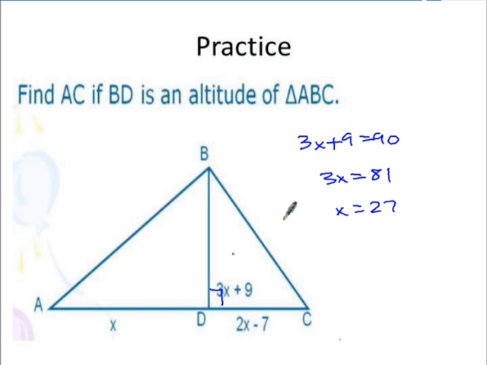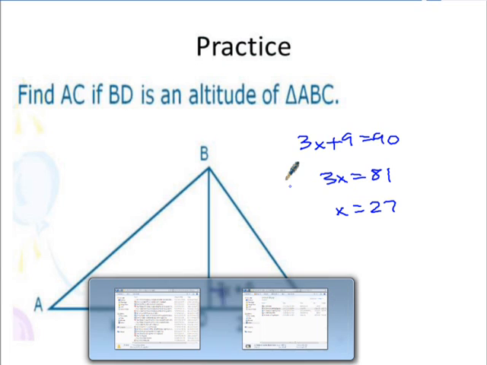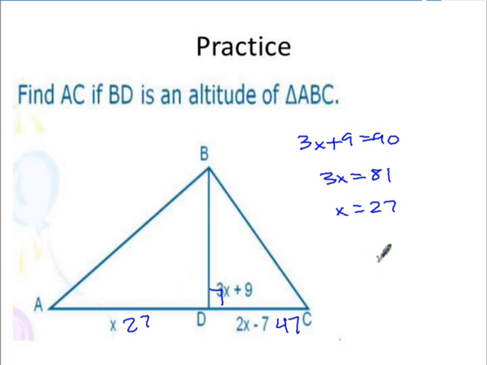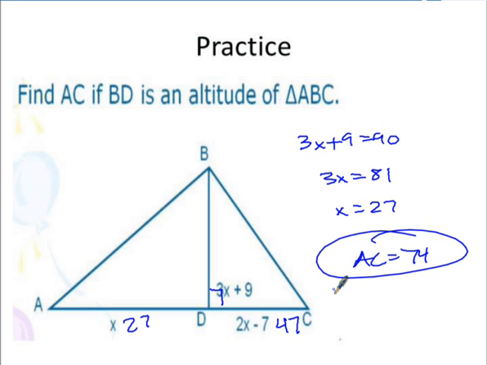Then we want to find AC. Well, that's the whole thing. So this is 27, and then this is 2 times 27, which is 54, minus 7, which is 47. And then we're going to add those two. So AC equals 74. All right?